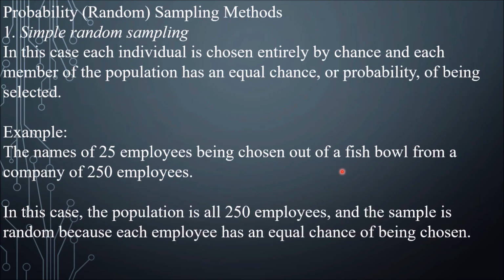Now let's talk about the methods of probability sampling. Number one, simple random sampling. In this case, each individual is chosen entirely by chance, and each member of the population has an equal chance or probability of being selected. Example, the names of 25 employees being chosen out of a fishbowl from a company of 250 employees. In this case, the population is all 250 employees, and the sample is random because each employee has an equal chance of being chosen.